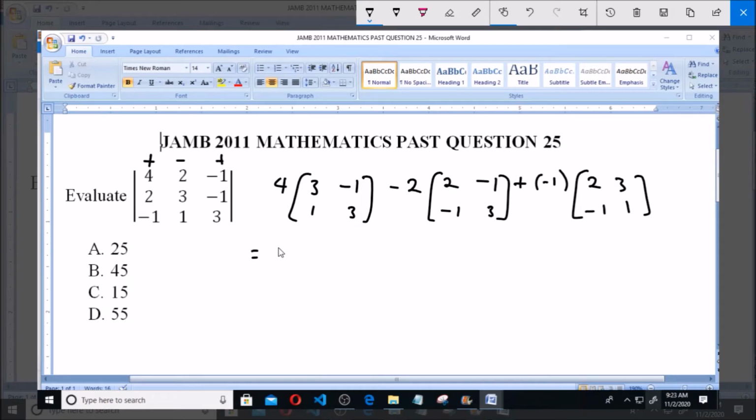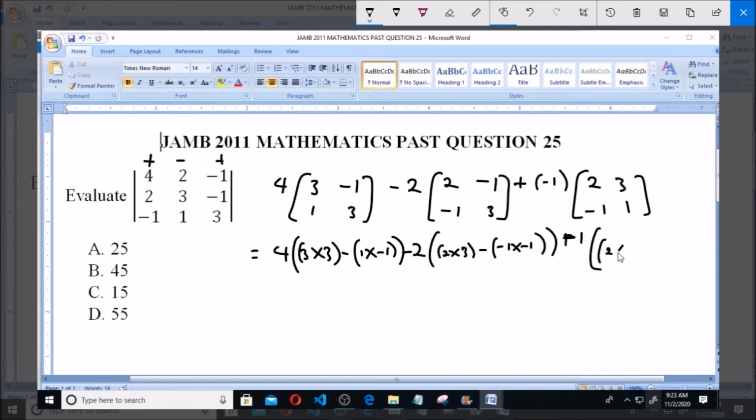Now this is equal to 4 into 3 multiplied by 3 minus 1 multiplied by minus 1, minus 2 into 2 multiplied by 3 minus 1 multiplied by minus 1, plus, okay, now since it's plus times minus, that will give us minus, so minus 1 into 2 multiplied by 1 minus 3 multiplied by minus 1.